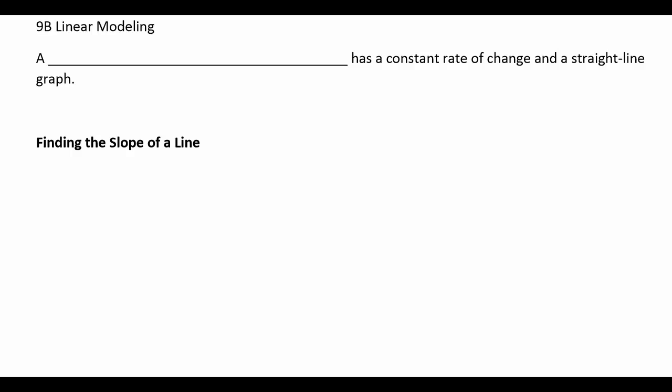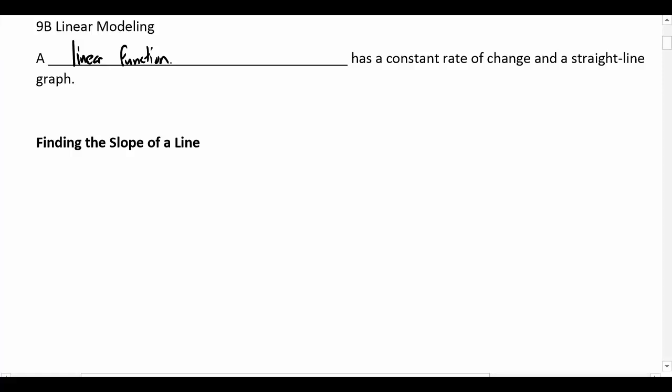All right, so we're going to talk about characteristics of linear modeling. Let's start with a couple of quick definitions. A linear function has a constant rate of change in a straight line graph.